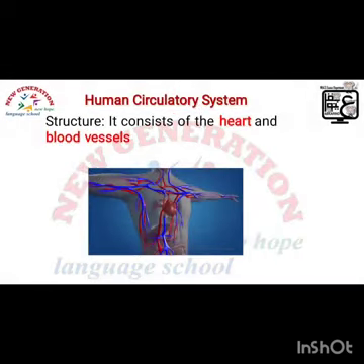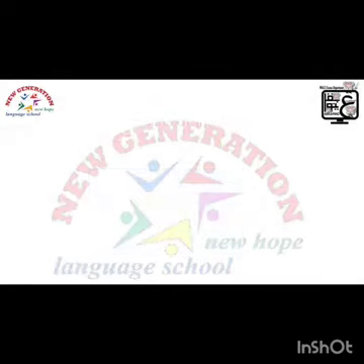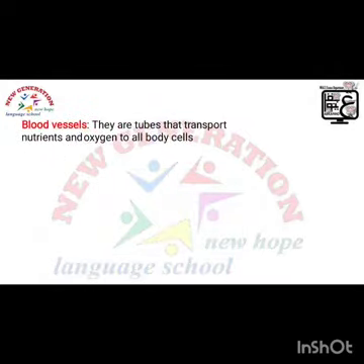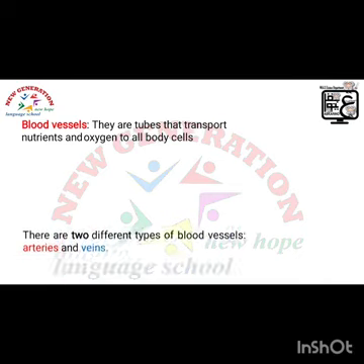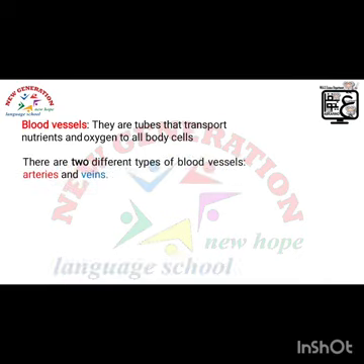Human circulatory system. The structure. It consists of the heart and the blood vessels. Blood vessels are tubes that transport nutrients and oxygen to all body cells. There are 2 different types of blood vessels: arteries and veins.